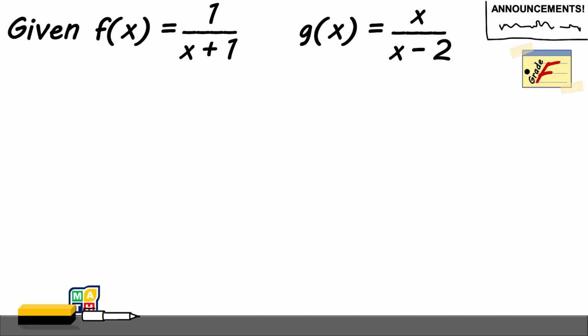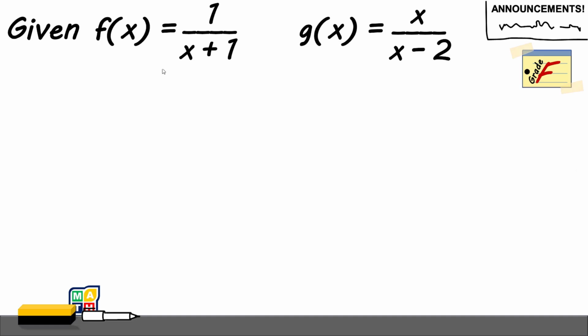Now we are to divide and multiply functions. Our given functions here, we have f of x is equal to 1 over x plus 1, and our g of x is x over x minus 2. Both of them are rational expressions. This would mean we really need to identify the correct processes in dividing and multiplying rational expressions using the concepts of multiplying and dividing fractions.